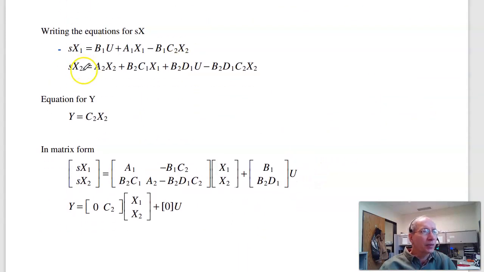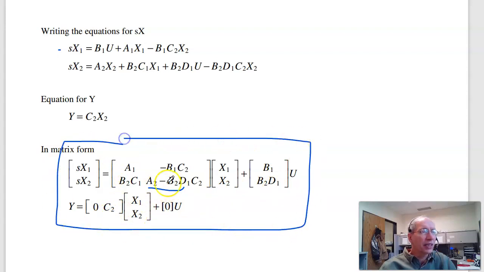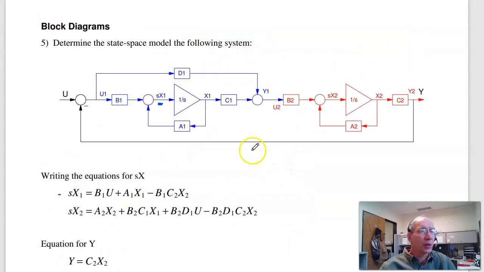In state space form then, your Sx1 is A1 times x1 minus B1 C2 x2. Sx2 is B2 C1 x1, A2 x2 minus B2 D1 C2 x2. So there's the second term. The B matrix are the inputs, B1, B2 D1, and the C matrix is, I'm looking at x2. So when I combine two systems together, here's how the A, B, C, D combine to produce the net system when using this topology.